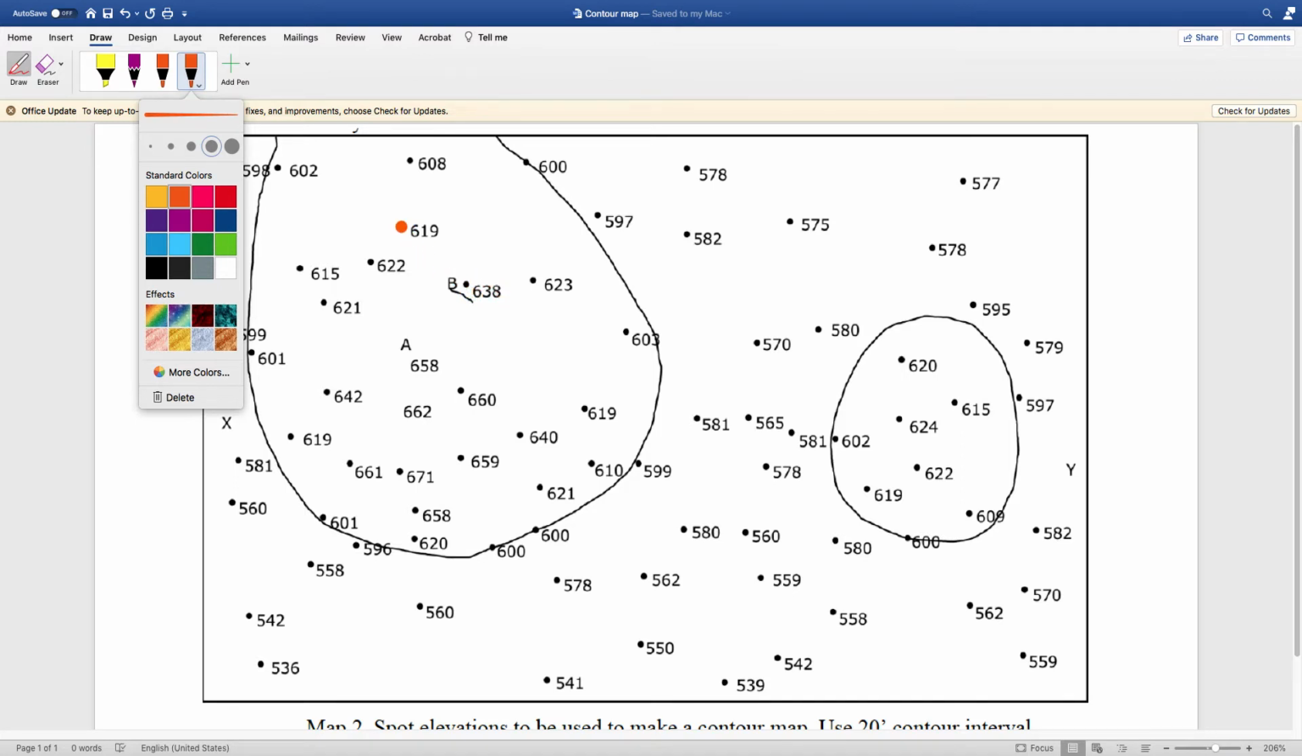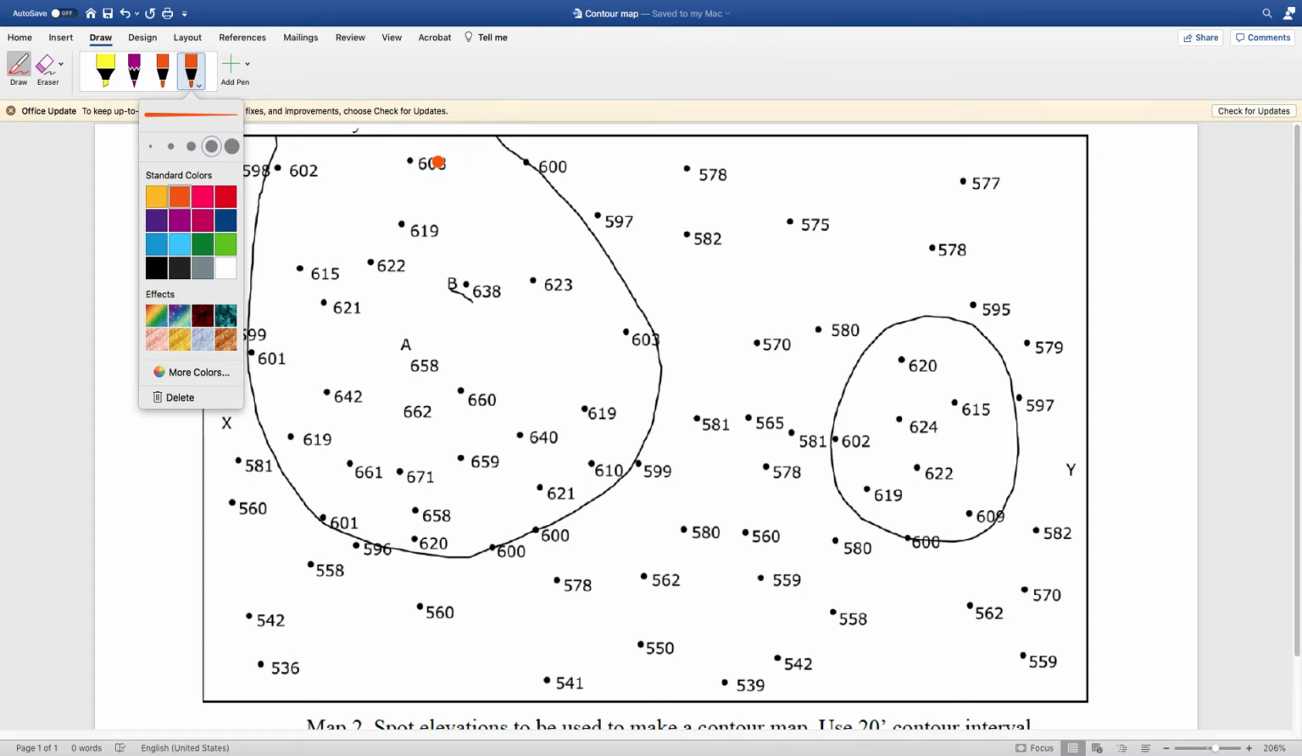Now the actual land surface, who knows? There could be a hole right here. There could be some weird stuff, but we just don't know. So we're just going to assume a constant slope between these. And also, if I go this direction towards the 608, I'm going down. So if this is 619, this would be 18, 17, 16, 15, 14, all the way down to 608 feet here.